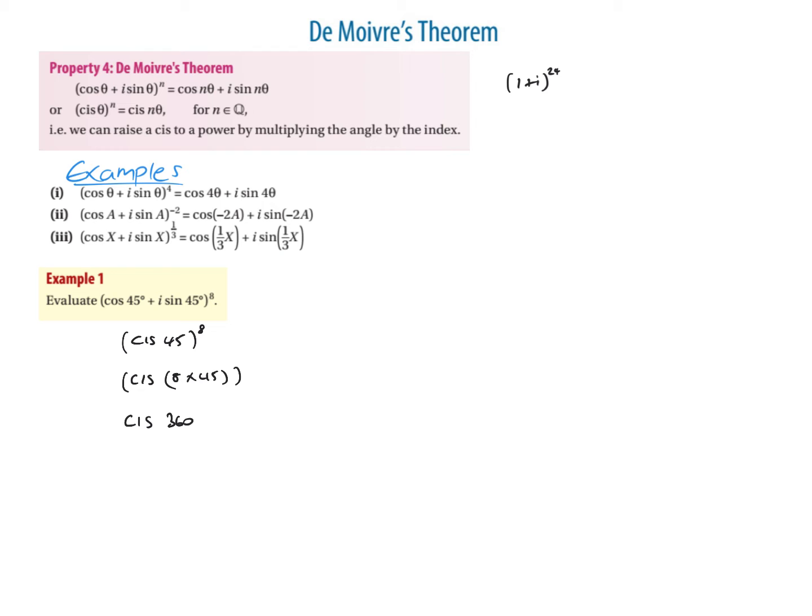If we wanted to put it back into rectangular form instead of leaving it in polar form, then we can write cis 360 as cos 360 plus i sine 360. Using our calculator, we can work out that cos 360 is 1. Then we can use our calculator again for i sine 360. Sine 360 is 0, so 0i. So the answer of (cos 45 plus i sine 45) to the power of 8 is equal to 1.